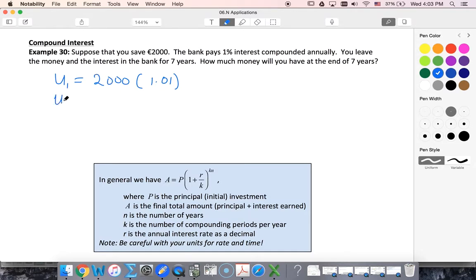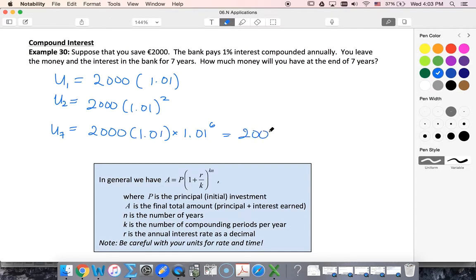At the end of the second year, all of this money will have the interest applied again. So we'll have 2,000 times 1.01 squared. So we can see we've got a geometric series happening where our first term has the interest applied already, and we're looking for the 7th term. So that's going to be our first term times r to the n minus 1 power, so that's the 6th power. But that ends up being 2,000 times 1.01 to the 7th power because our interest has been applied for 7 years.